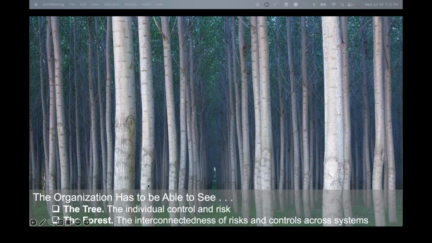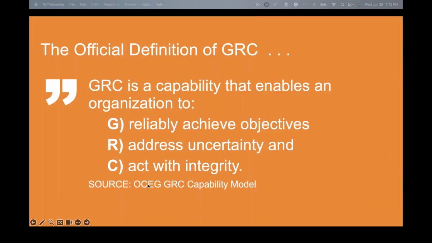We have to get very granular visibility into different systems, into transactions, into access to be able to protect the organization. So the tree and the forest is a great analogy, but we cannot forget about the leaves and the branches. It's absolutely critical. It's necessary in today's organization. So let's define GRC: governance, risk management, and compliance.